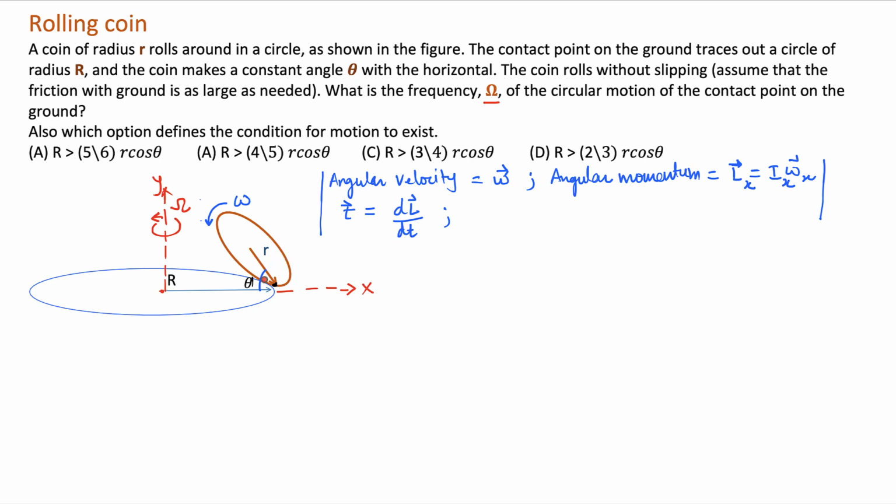Okay. Now it's given that the coin rolls without slipping, which means that the distance that is covered by the coin on the surface, on the ground, is equal to the segment that is being swept on this circle. We can write big omega R should be equal to small omega r. Now, if you're not able to see this, then let's understand this way.